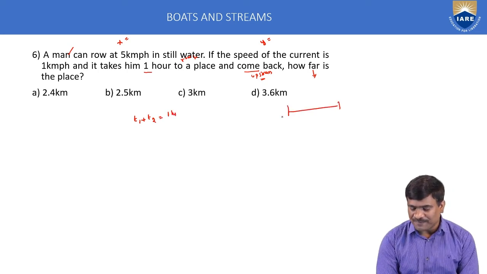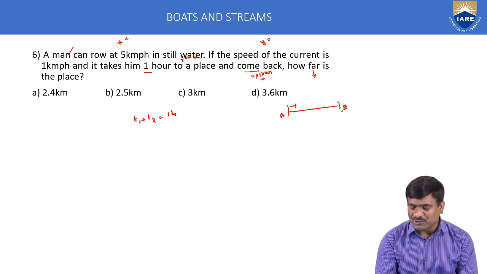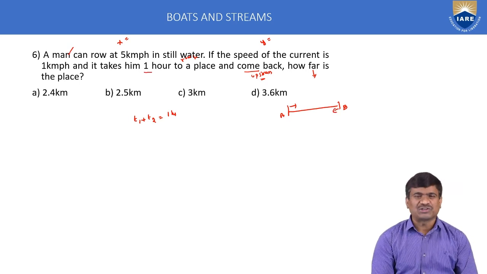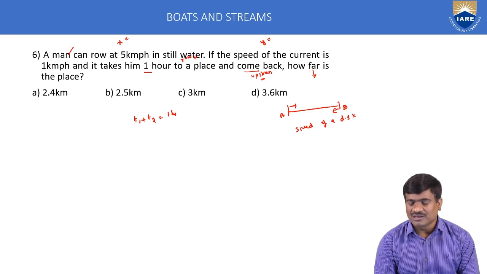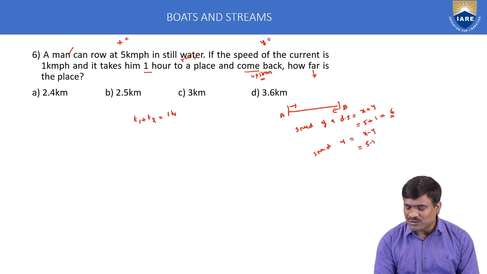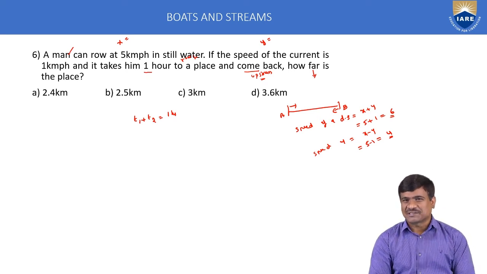Suppose A to B is rowing to a place, and come back is called B to A. A to B plus B to A is 1 hour. That is only the total time duration. Next, find the speed of downstream. Speed of downstream is equal to x plus y, where x is equal to 5, y is equal to 1, so 6 km per hour. And speed of upstream is equal to x minus y, where x is 5, y is 1, so 4 km per hour. Speed of downstream and upstream are 6 and 4 respectively.